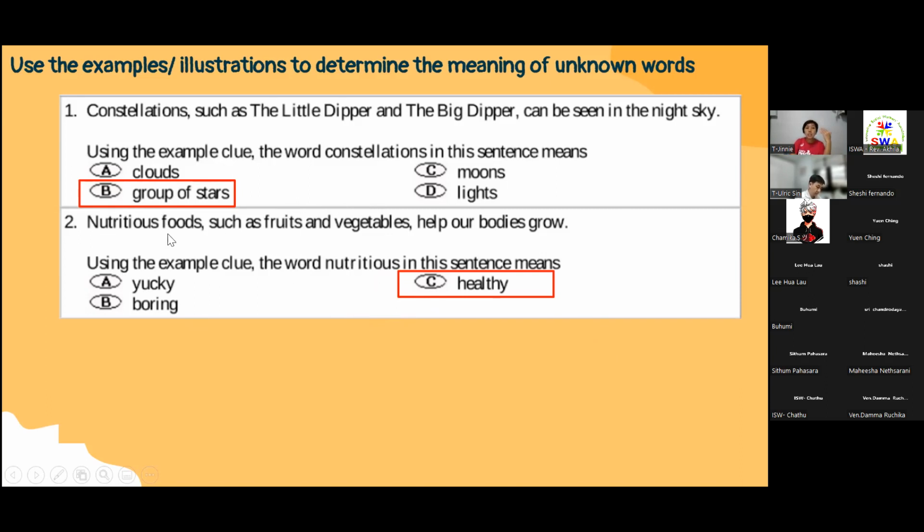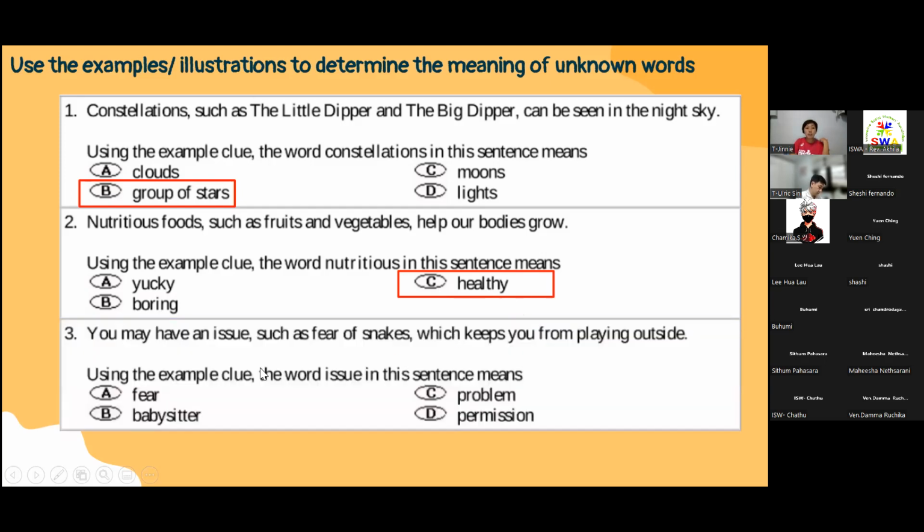The examples of fruits and vegetables take a little bit of thinking. But nutrition refers to fruits and vegetables, and what do they do? They help our body grow. You will know that it's not yucky, because it doesn't say it's not nice or that it's nothing much, but it helps our body to grow. It's a word related to healthy. Very good. Okay, the next question.